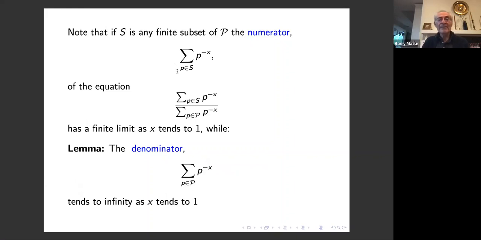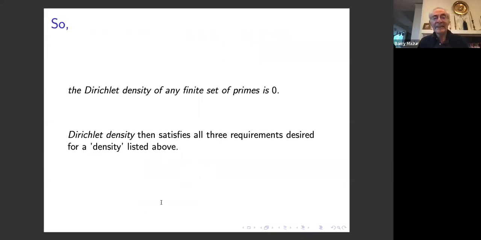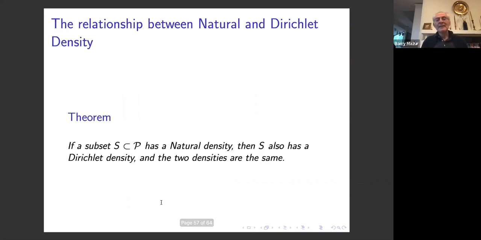of the equation has a finite limit as x tends to 1. But the denominator as x tends to 1 goes to infinity. So the Dirichlet density, which is the ratio of something finite over infinity, of any finite set of primes is 0. And then you see that the Dirichlet density satisfies all three requirements desired for a density that I listed before.